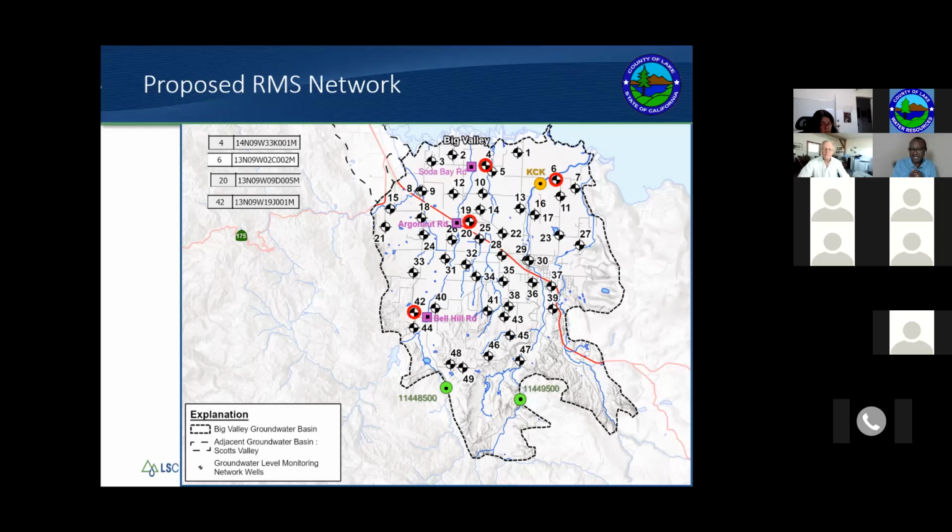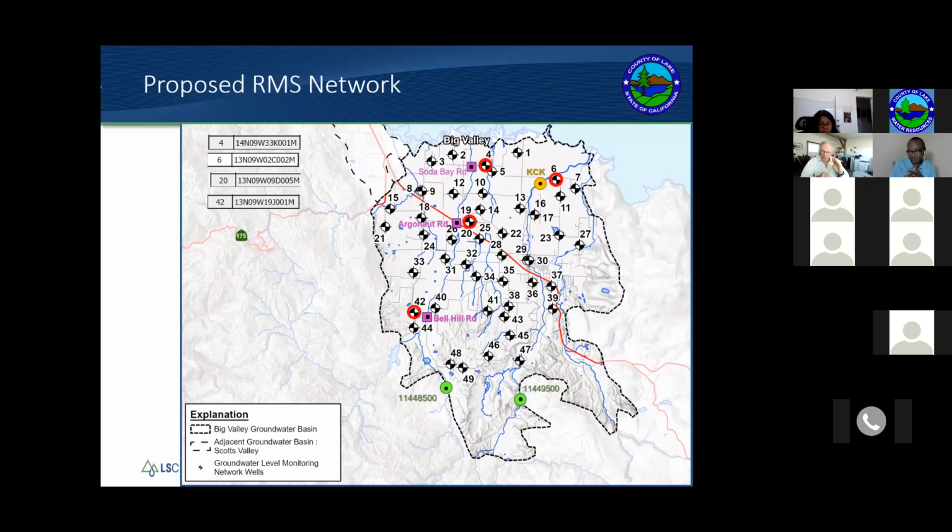And one of the very first actions in the GSP implementation, we want to see if we can add a gauge or more, and then work with DWR to implement these nested wells, and then go ahead and do these aquifer tests just to get all the data we need, and then say definitively, this is what we see, this is what happens, this is how much it happens, and to what degree.